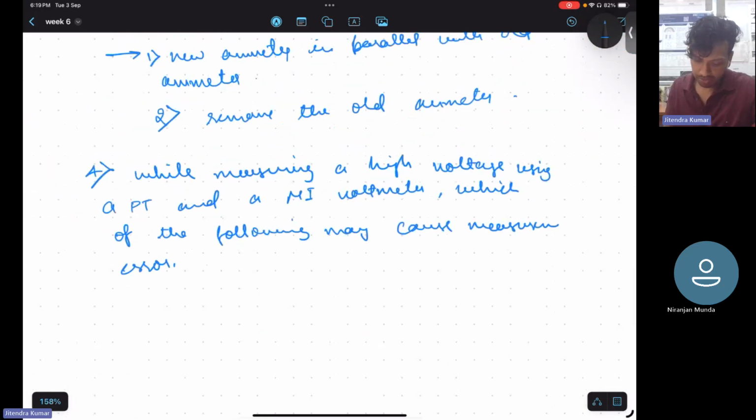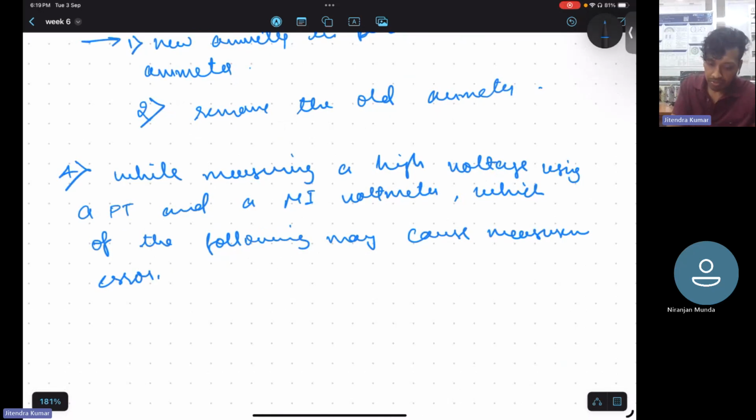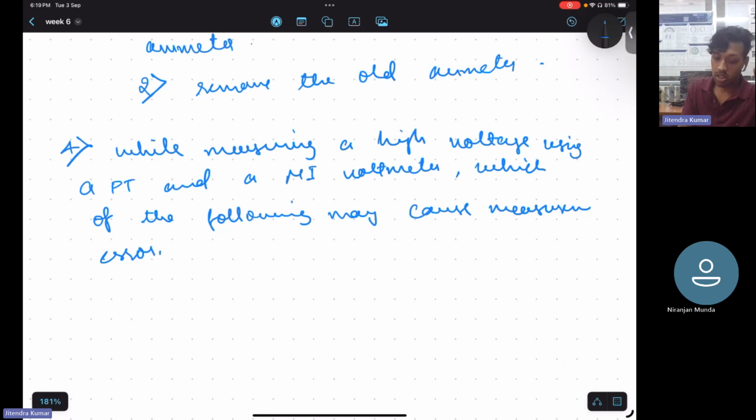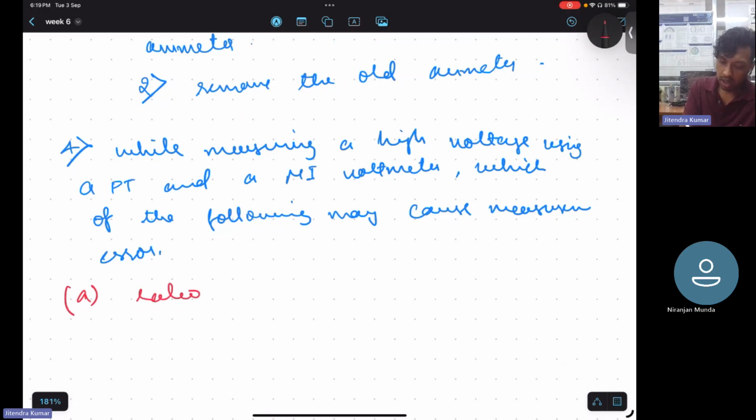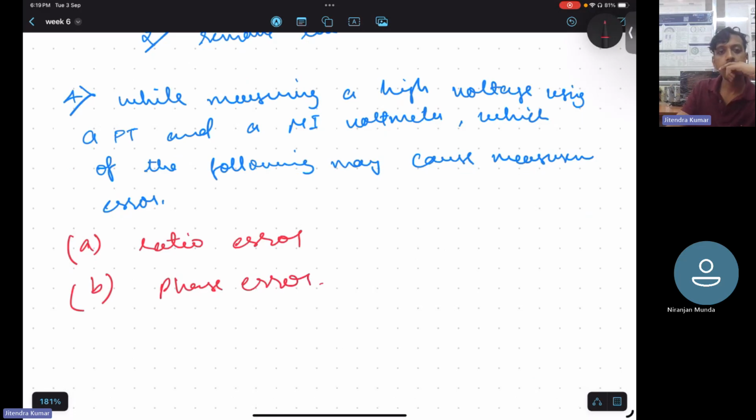Okay, so coming back to the question: while measuring a high voltage using a PT and an MI voltmeter, which of the following may cause measurement error? Of course, we have two errors, right? Ratio error and phase error. So do you know what is phase error? Niranjan? Phase error means, sir, both are not in the same phase, out of phase.